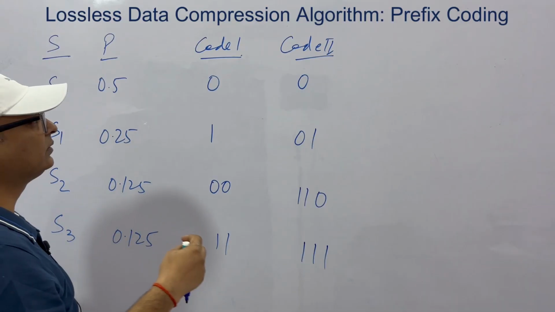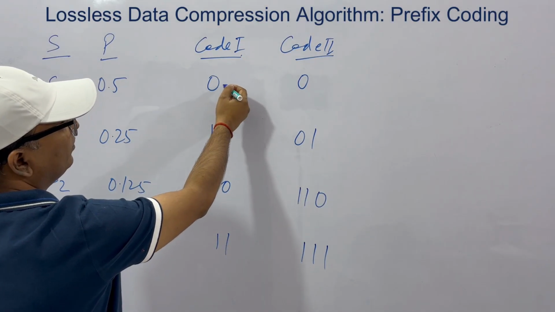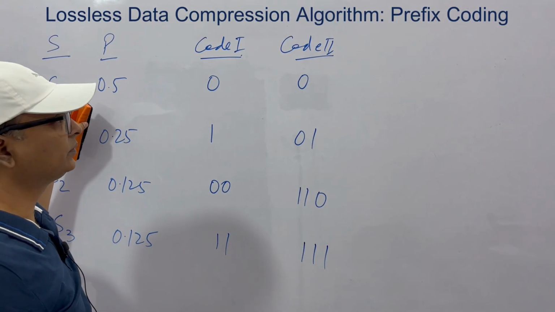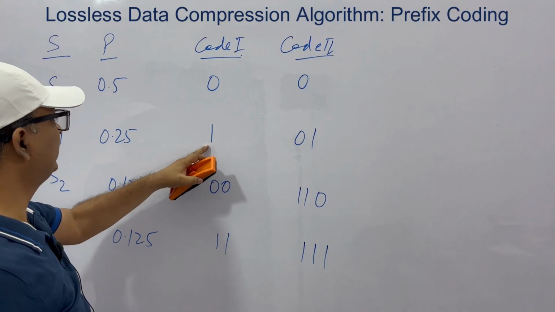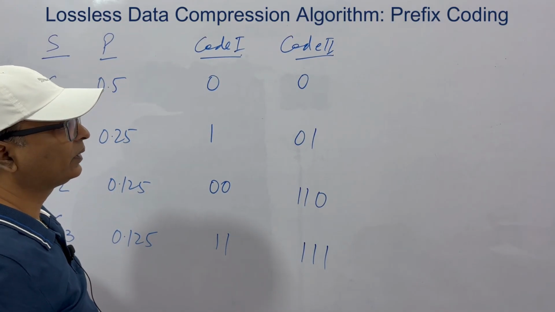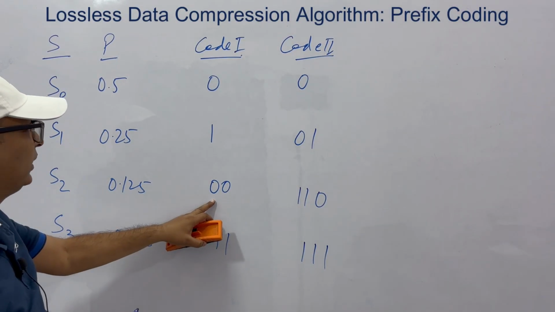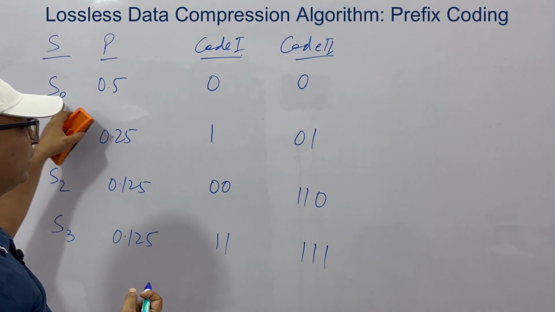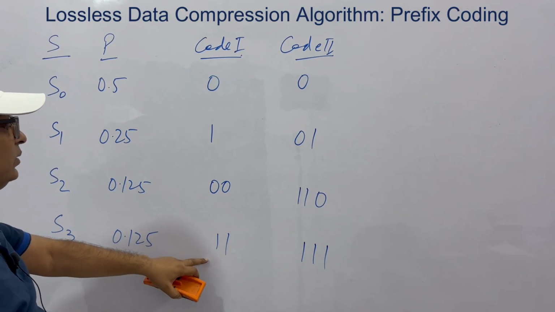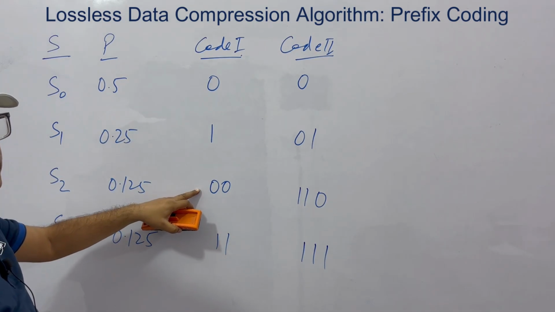What happens at the receiver if we are using code number 1? When we get 0, we know this is S0. When we get 1, we know S1. But what if we get 00? The moment the algorithm at the receiver gets 0, it will go to S0. It won't go to S2, because the algorithm is not able to recognize whether this 0 is for this symbol or for that one.